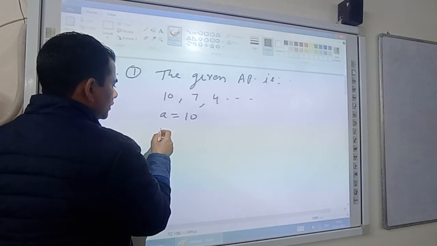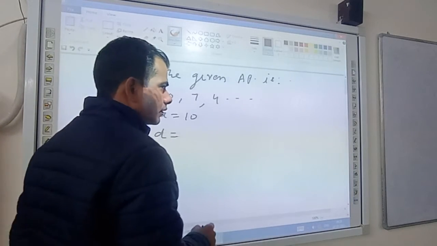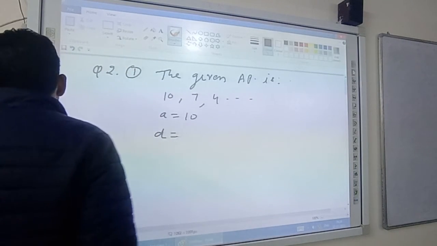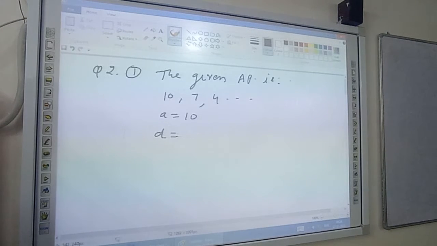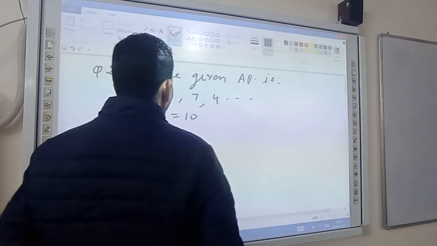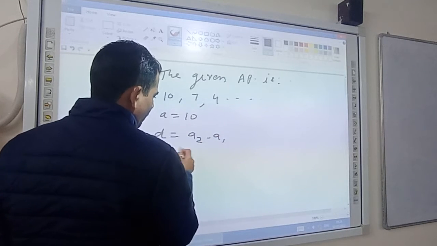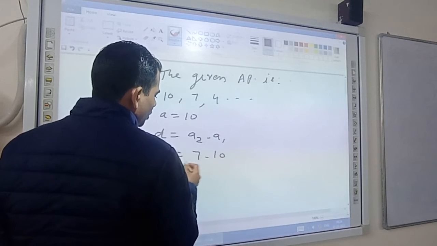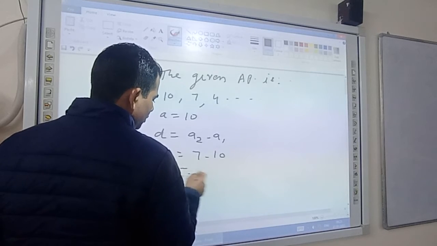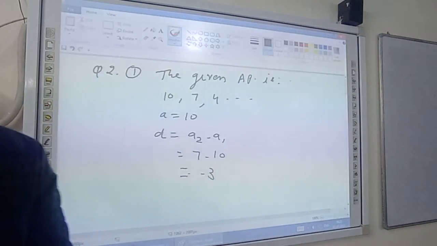Akash Pal, what is the value of d? Common difference? Just give me the answer immediately. Don't think so much. Okay, sir. What is the value of d? 3, or any more? Minus 3, sir. Yes, minus 3.